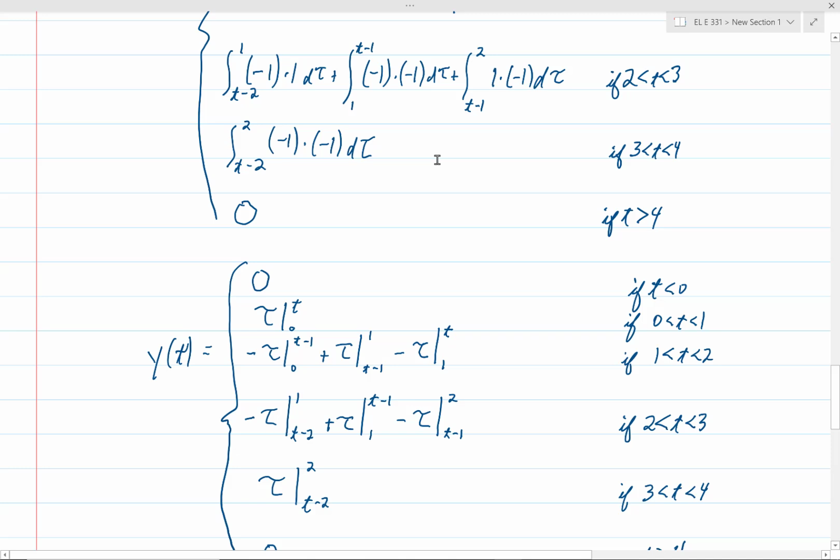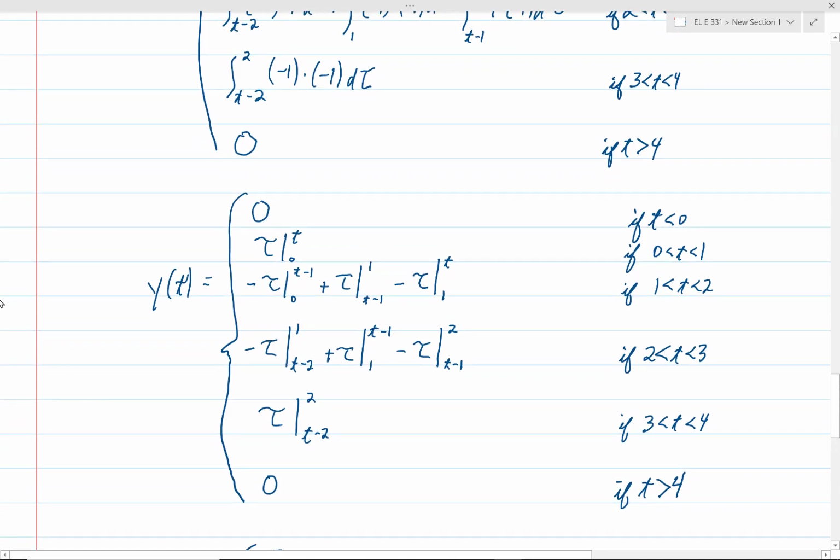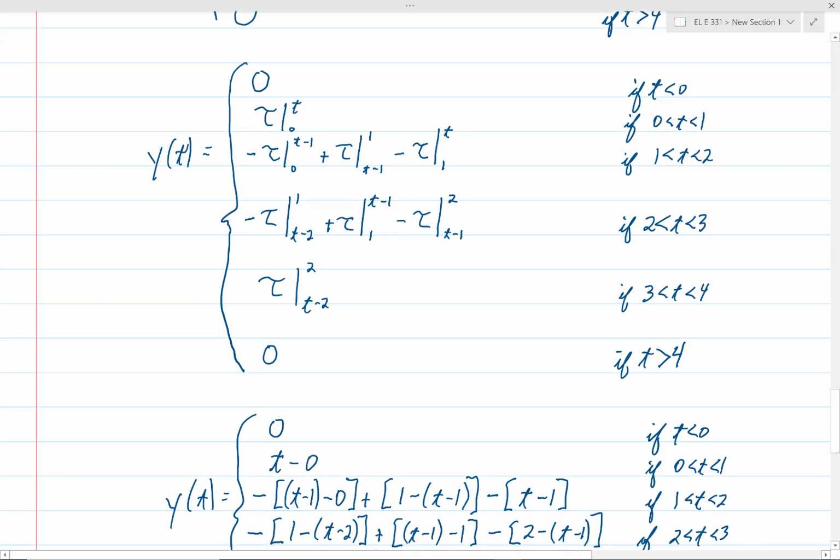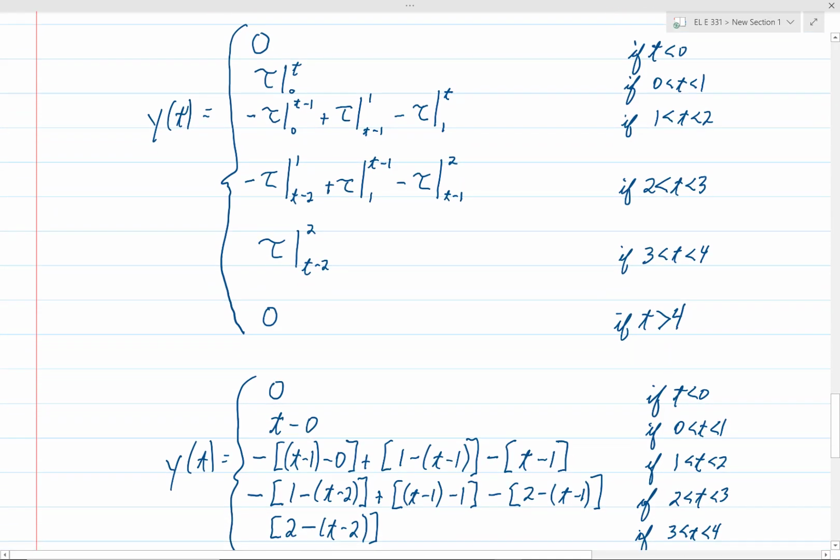And then the rest of this is pretty easy. Negative 1 times negative 1 is positive 1, and the integral of positive 1 d tau is tau. And the limits are t minus 2 and 2, and that's for t between 3 and 4. And then finally, 0 if t is greater than 4. Okay. And now we are definitely in the home stretch of this rather lengthy problem.